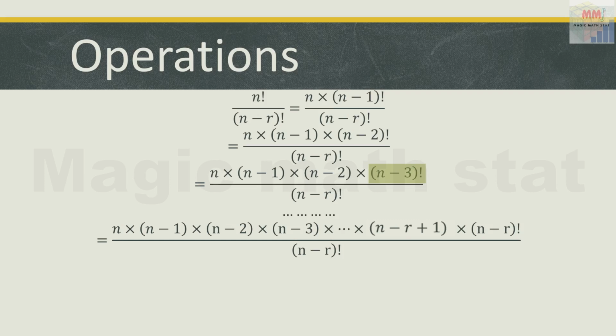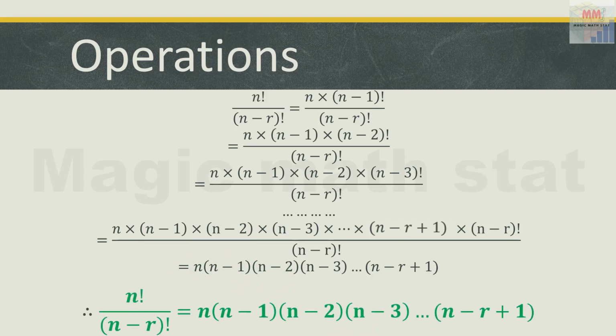If you ask why I have written n minus r plus 1 before (n minus r) factorial, that's because n minus r plus 1 is 1 greater than n minus r, that is, the bigger integer next to n minus r. Now the (n minus r) factorials cancel each other out, and hence we get n factorial divided by (n minus r) factorial equals n times (n minus 1) times (n minus 2) times (n minus 3) times up to (n minus r plus 1). We will use this expression in combinatorics a lot.